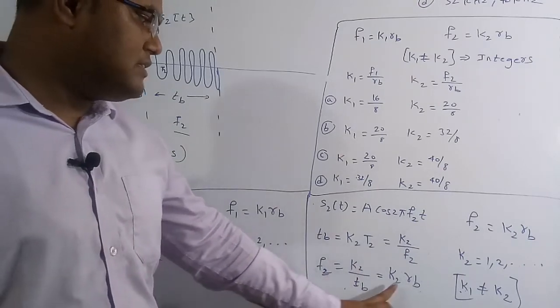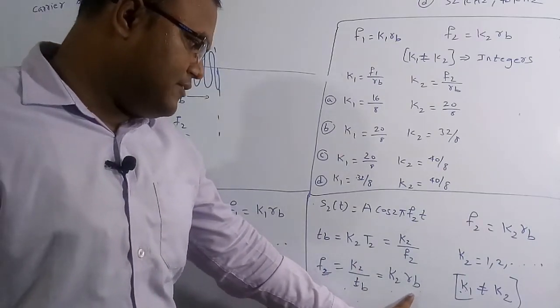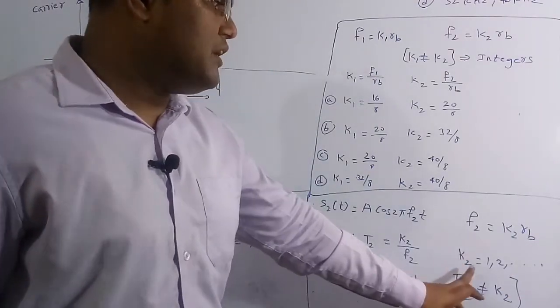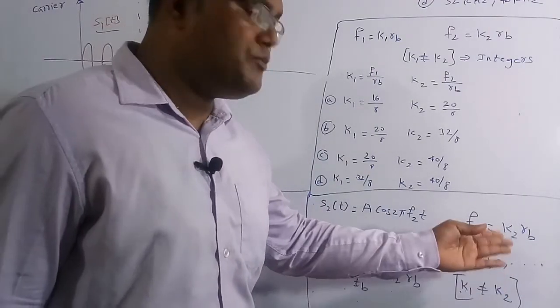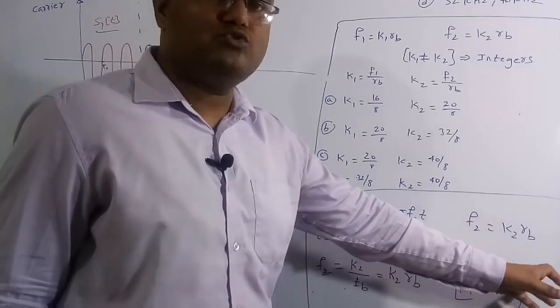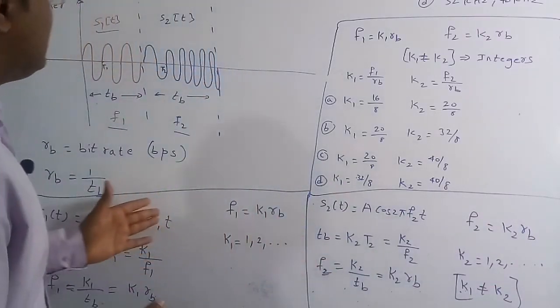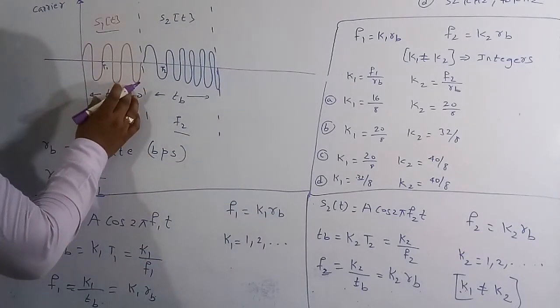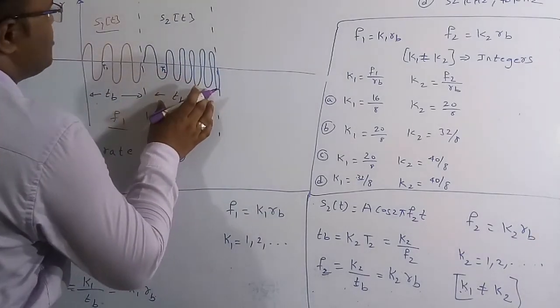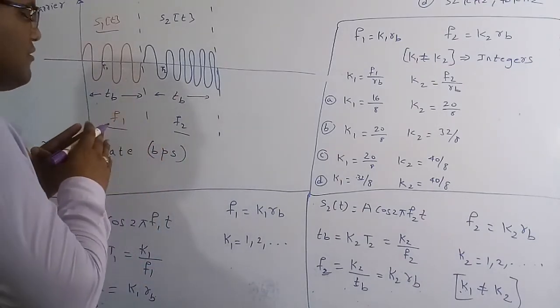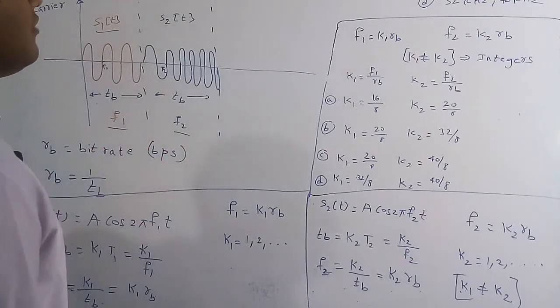So 1 by tb is called the bit rate, rb. Therefore f2 is equal to k2 into rb, where k2 is also a pure integer value, 1, 2, and goes on. But k1 is not equal to k2, meaning the number of cycles produced in the first domain is not equal to the number of cycles produced in the second domain. So therefore k1 is not equal to k2.